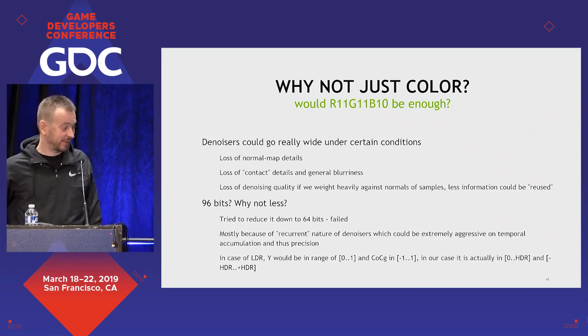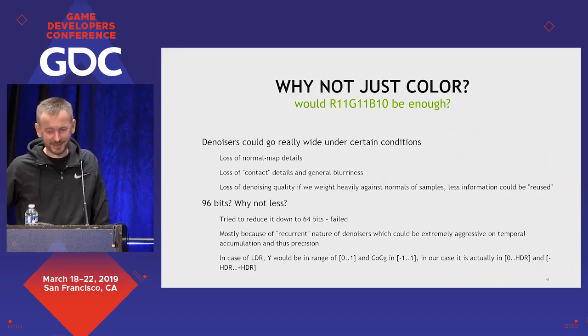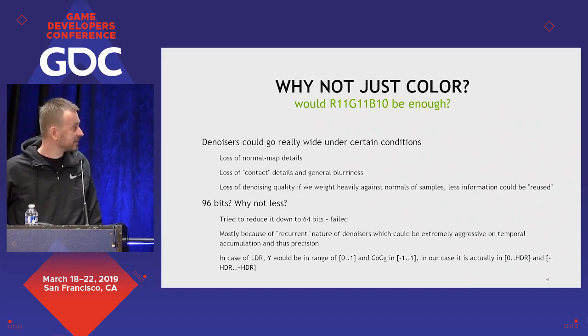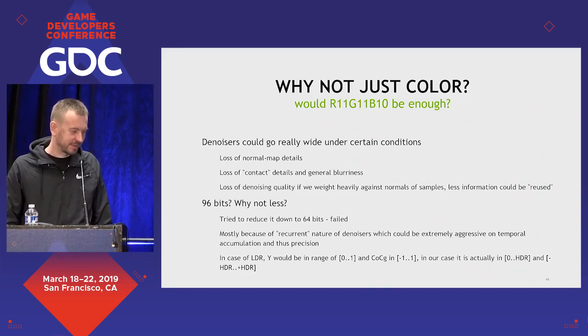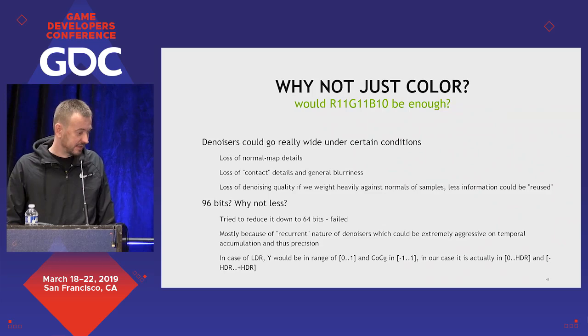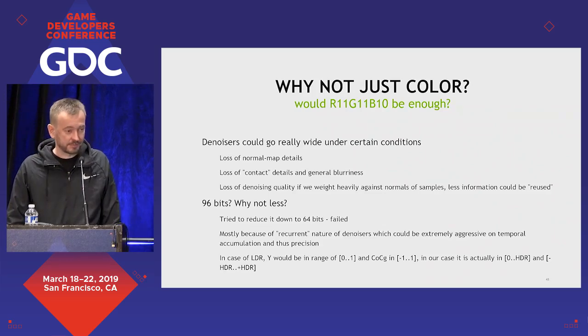96 bits to store and especially sample multiple times during denoising sounds really scary. Maybe we could get away with just color. Tried that. That was the first implementation. Non-directional color space just doesn't work visually. It looks like a blurry mess. We've tried to reduce bits here and there, but failed. Not enough precision for us. So 96 bits is what we shipped Metro Exodus with.